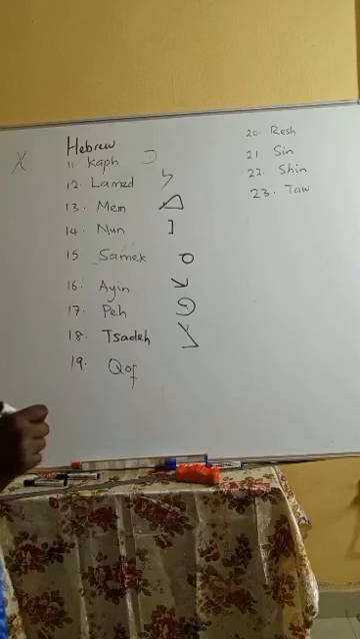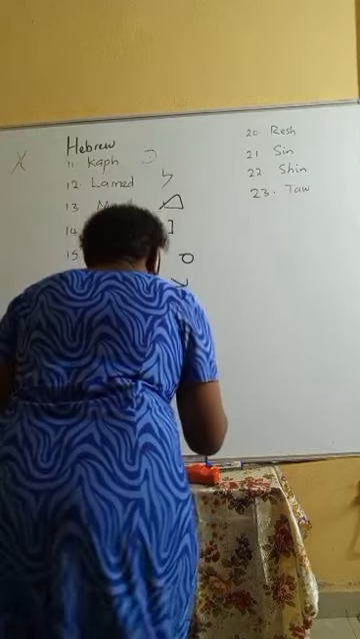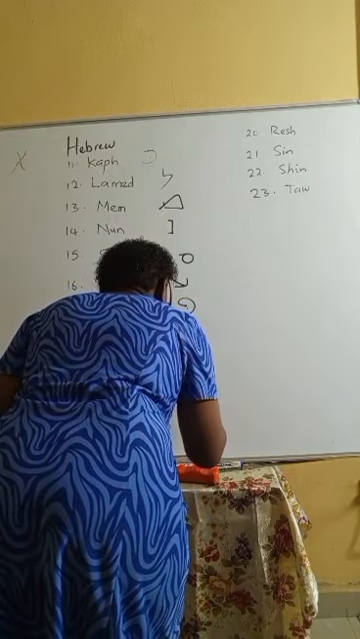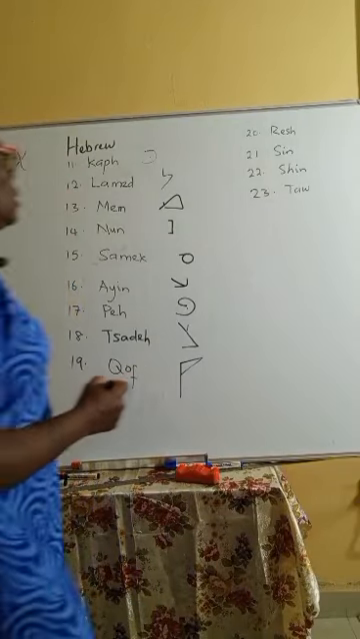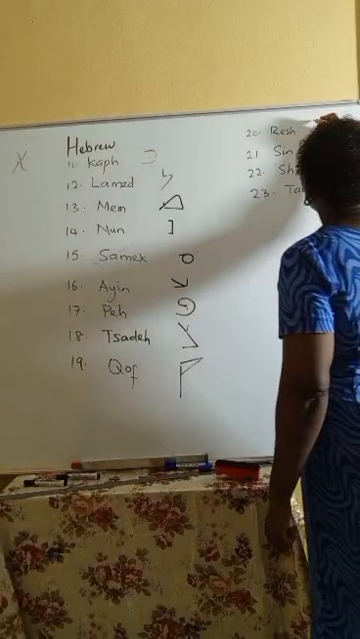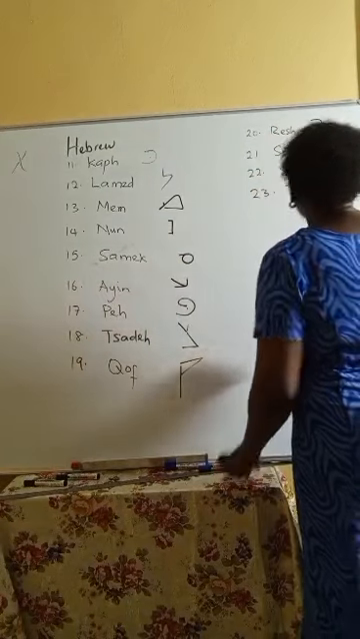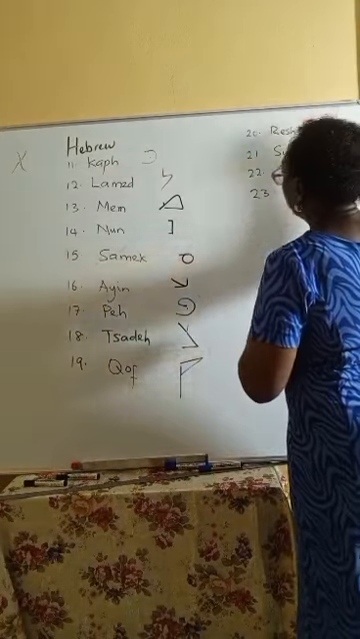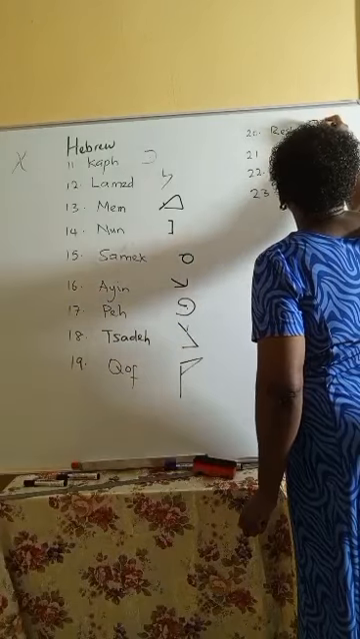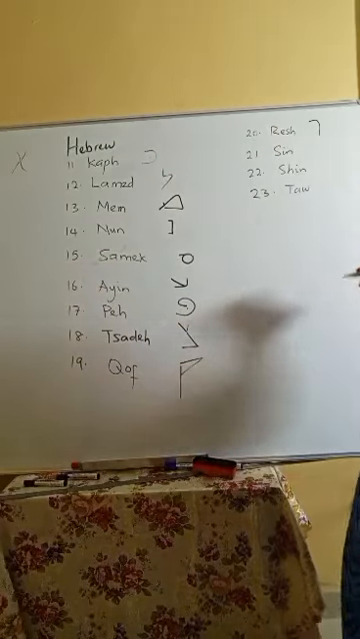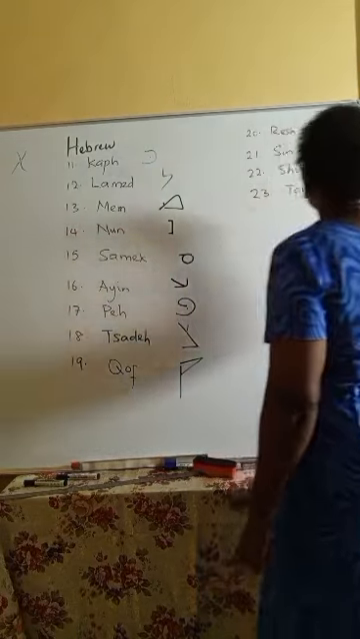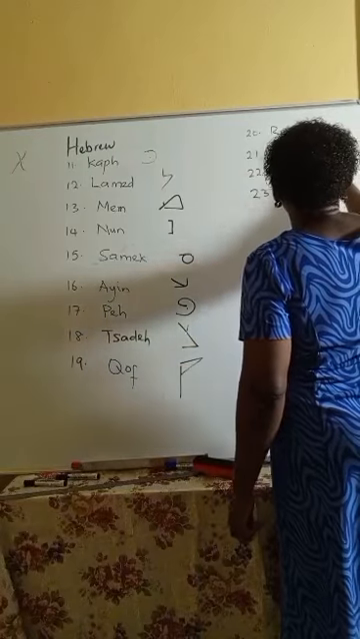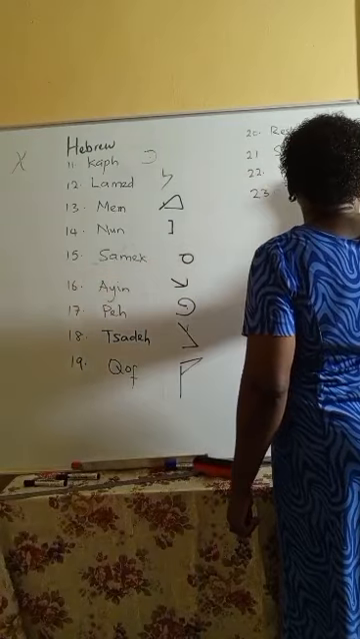Tsade. Then we have our Kof. That's Kof. Then this is Resh. Actually quite close to our R, but let me put it better for you. That's why you need to make it more round than Dalet. So take note. And then our Sin is here.